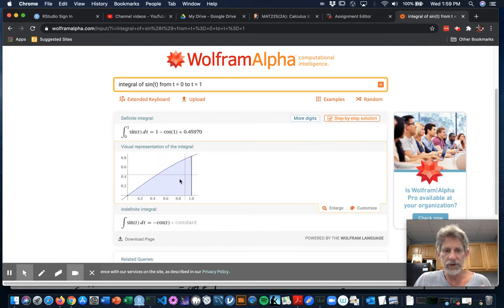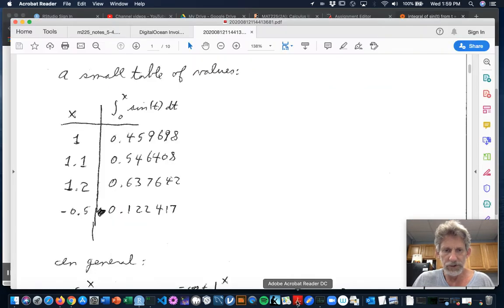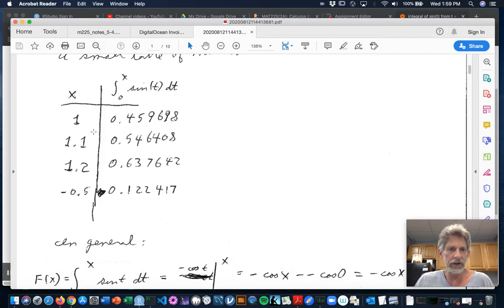And here it is trying to graph the situation for you. You can see that first hump of the sine curve taking shape there. And the signed area here is all positive area this time from the 0 to the 1. And so you could try that out for several different values. I've tried that out here for x is 1.1 and x is 1.2. And even x is negative 0.5. You could go integral from 0 to minus 0.5. And that works out to be 0.122, roughly. So you can do that.